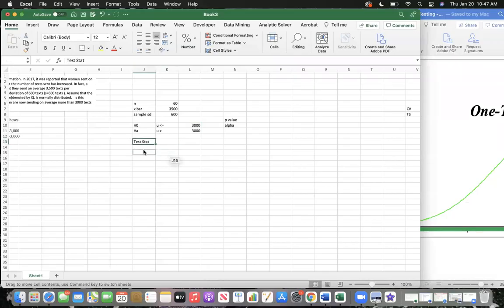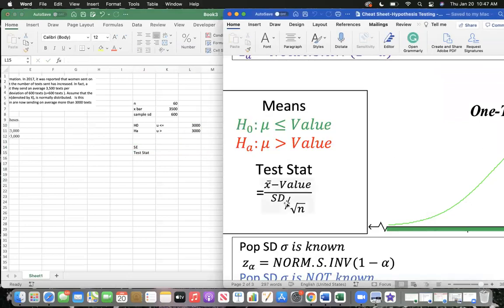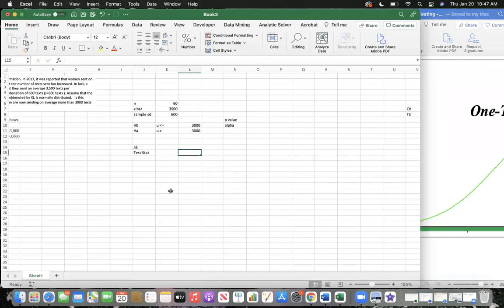To make our formula a little bit nicer when doing the test statistic, let's calculate standard error first. Since standard error is used, this is standard error. So standard deviation divided by square root of n. What's our standard deviation? That's 600 divided by square root of n. That's 60. So we're going to do that. And there we go. That's our standard error.